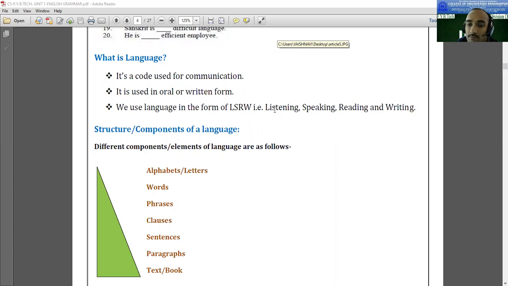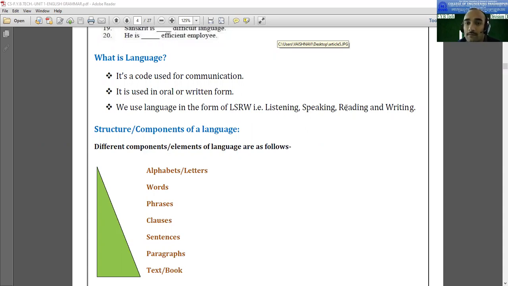LSRW. These are the 4 aspects of any language, or we use language in the form of LSRW, that is listening, speaking, reading and writing. So when we were at our childhood, our parents were there surrounding us and we tried to watch them, we tried to listen to our mother.